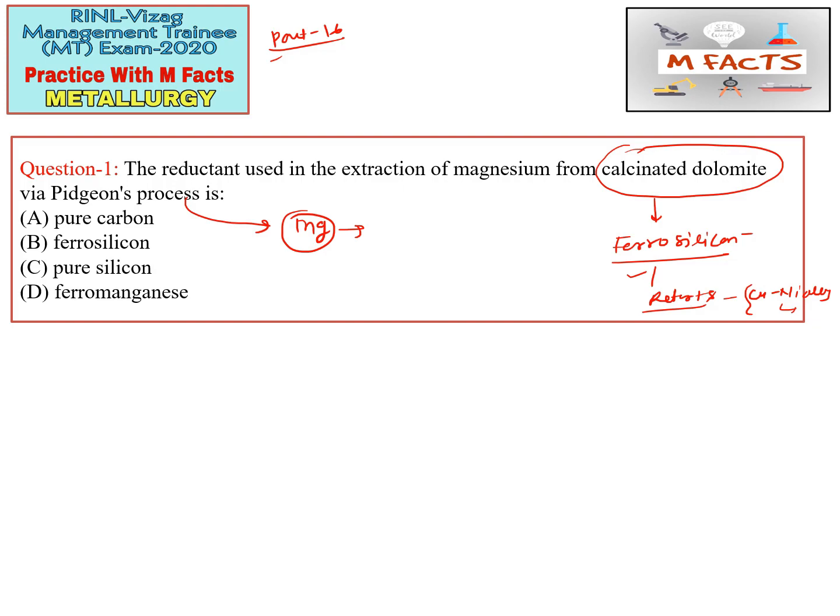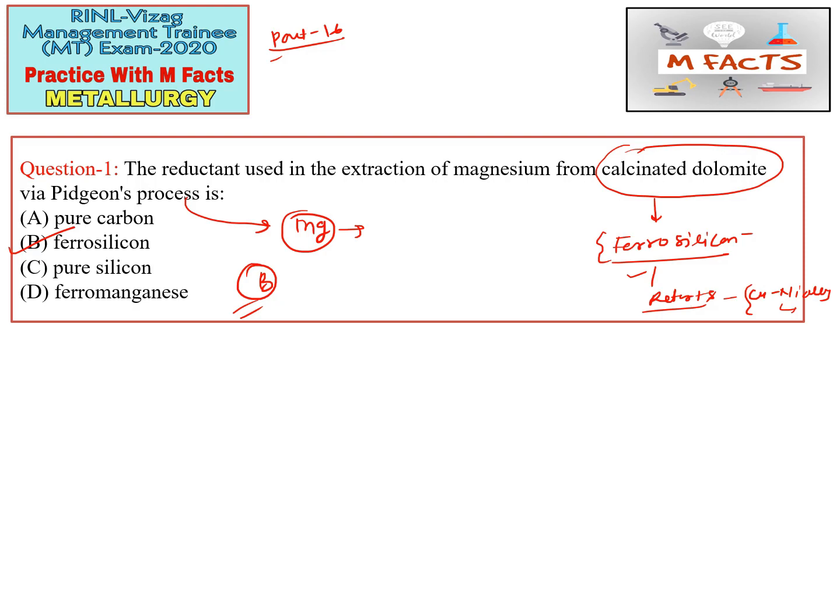So in the Pidgeon process, used for extraction of magnesium, by using ferrosilicon we can reduce the calcinated dolomite. For this question they have given the options pure carbon, ferrosilicon, pure silicon, ferromanganese. Ferrosilicon is the correct answer, so B is correct. In the RINL exam you may get this type of straightforward question, and you need not find it by calculation. You can remember this, and the whole of extractive metallurgy is important for the RINL exam.